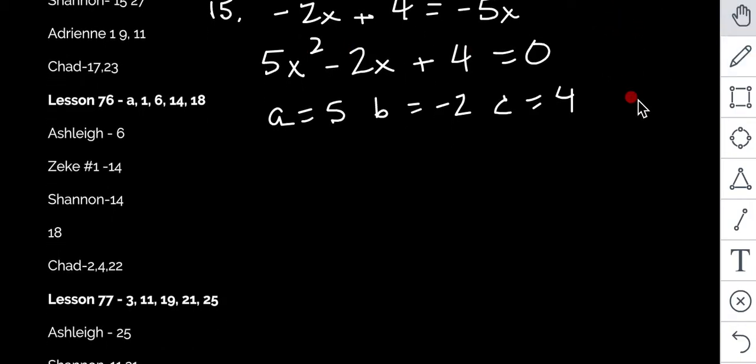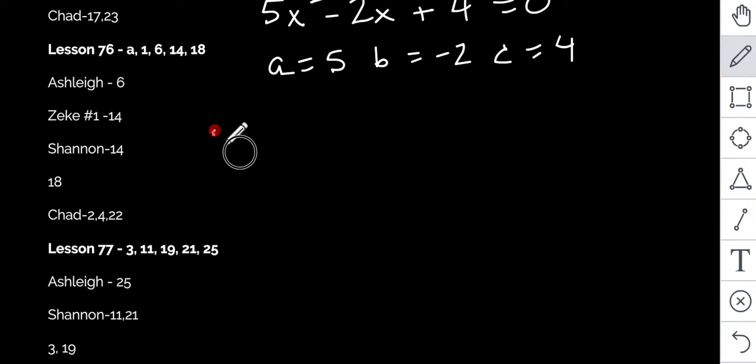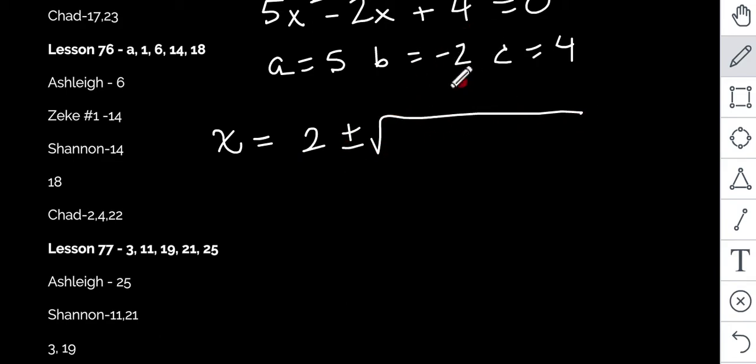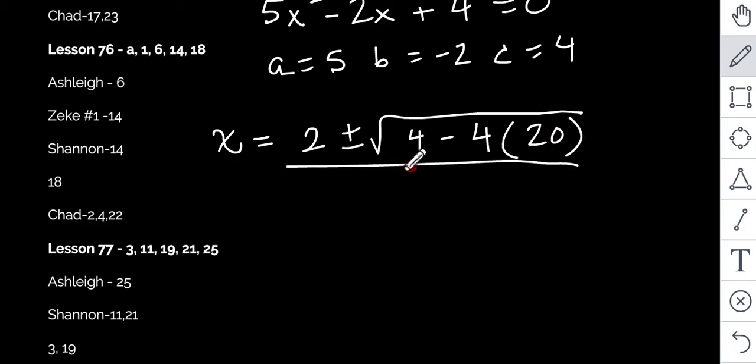Then we pull our quadratic formula, which we all know. So it's x equals negative b, so it's already negative, so it's going to be plus 2, plus or minus the square root of b squared, so it's going to be negative 2 squared, so it's going to be 4, minus 4 times a times c, so it's going to be times 20. A times c is 20. 4 times 5 over 2a, which is going to end up being 10. All right, so we're going to simplify this, and we're going to get x equals 2, plus or minus, you just pop this all in your calculator, and you get negative 76 over 10.